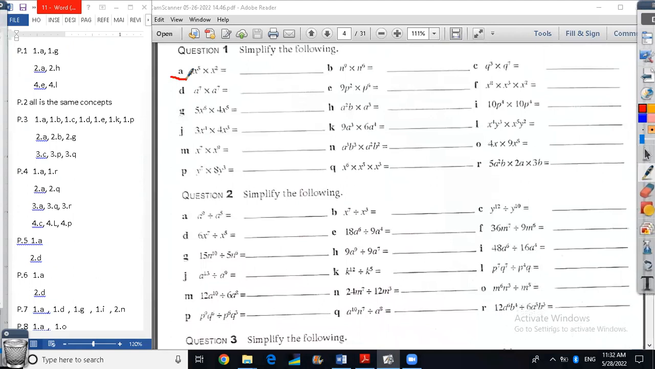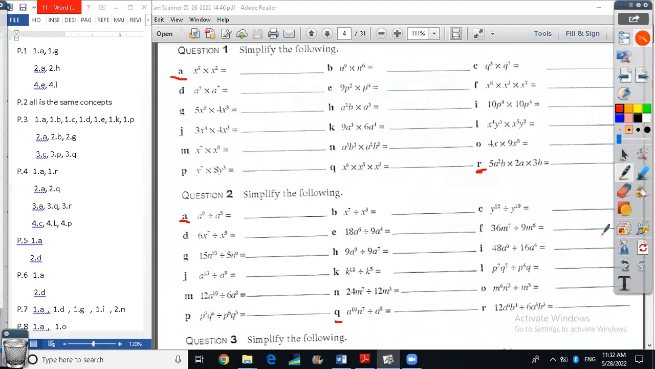One A and one R. Where's R? Where's R? Here we go. And we have also 2A and 2Q. A and Q. You can pause the video, by the way. You can pause the video, answer these 4 questions on your own, then return to the video to check your answers. Please do so. Pause the video, then come back to check your answers.